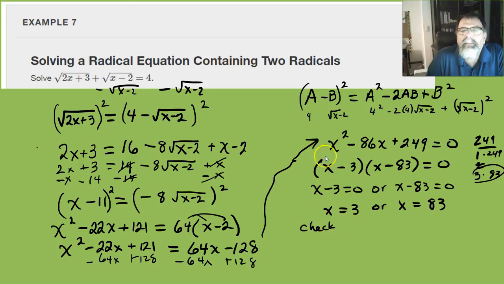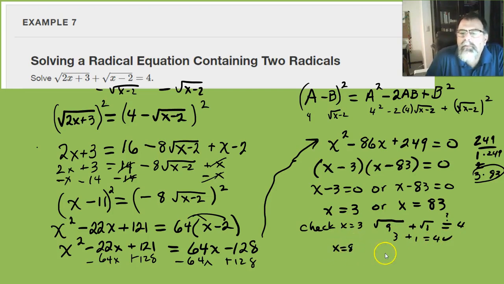So if we check x equals 3 in the original problem, we get, okay, I'm not going to show all the work. 2 times 3 is 6, plus 3 is 9. 3 minus 2 is 1. Does that equal 4? So we get 3 plus 1 equals 4. Check. Okay, so 3 works.